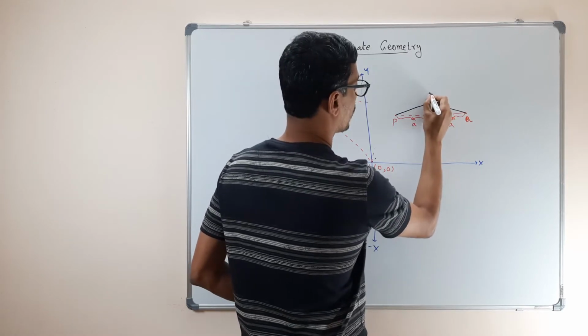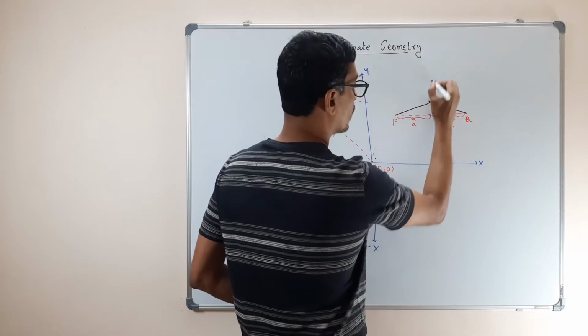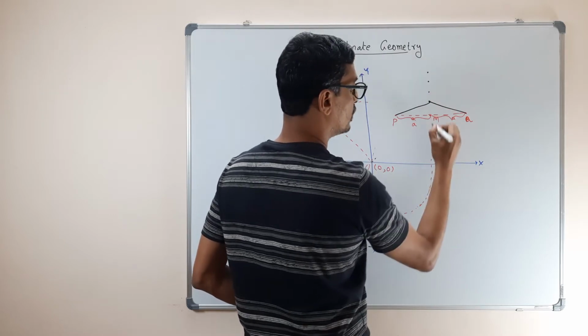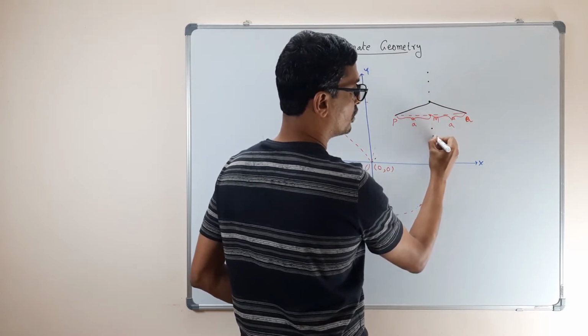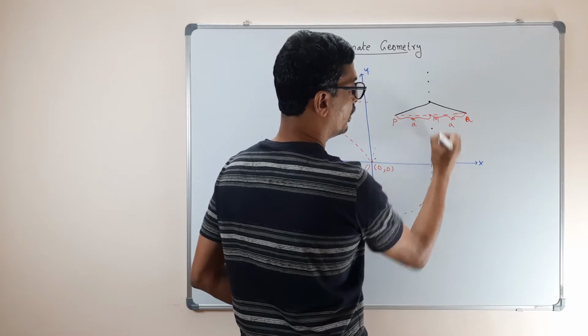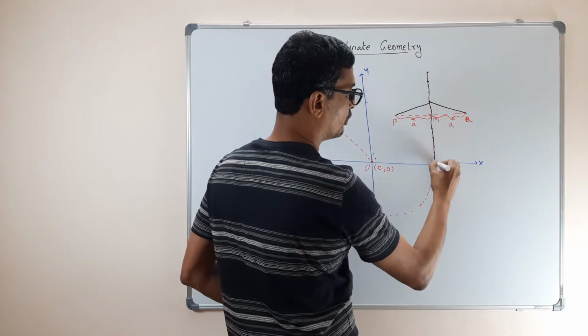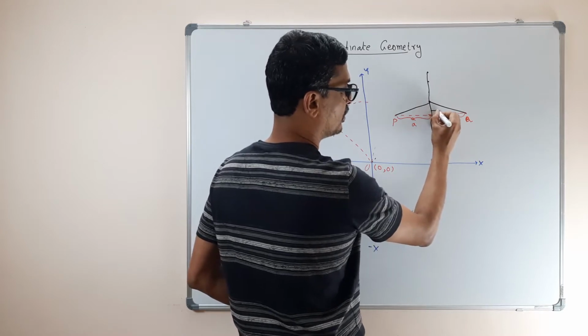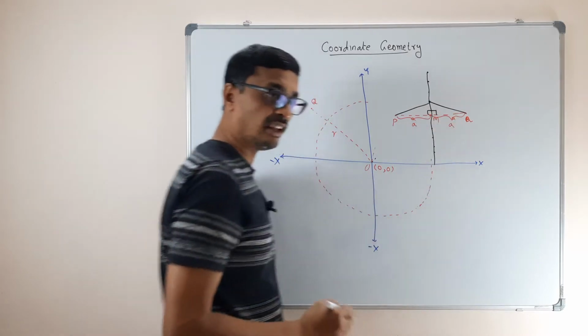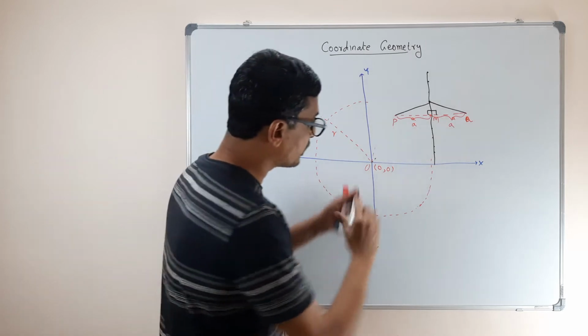So how many points can you draw? Can I draw one more here? One more here? Can I draw at the bottom also? Okay. So this will be what? What is this line compared to this? Perpendicular bisector. Correct.